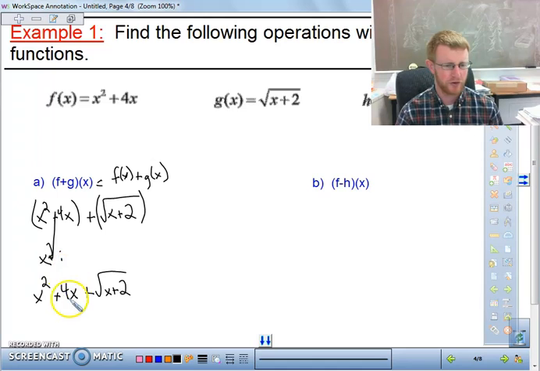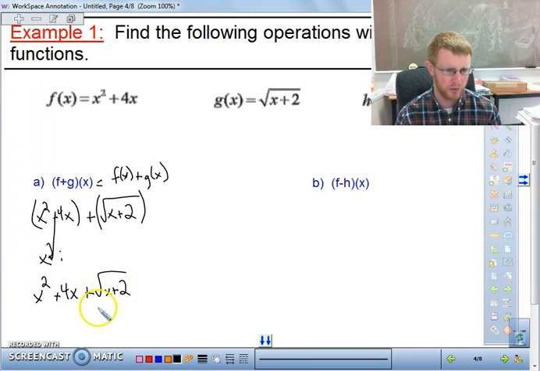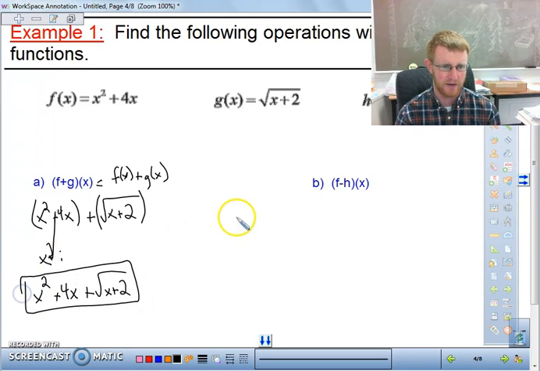And you should notice there's nothing we can combine here. Sometimes you guys make the mistake of thinking, oh, I can combine this x with the 4x, or I can combine the 2 with something. The square root is something separate. We cannot combine it, so this is as simplified as it gets.